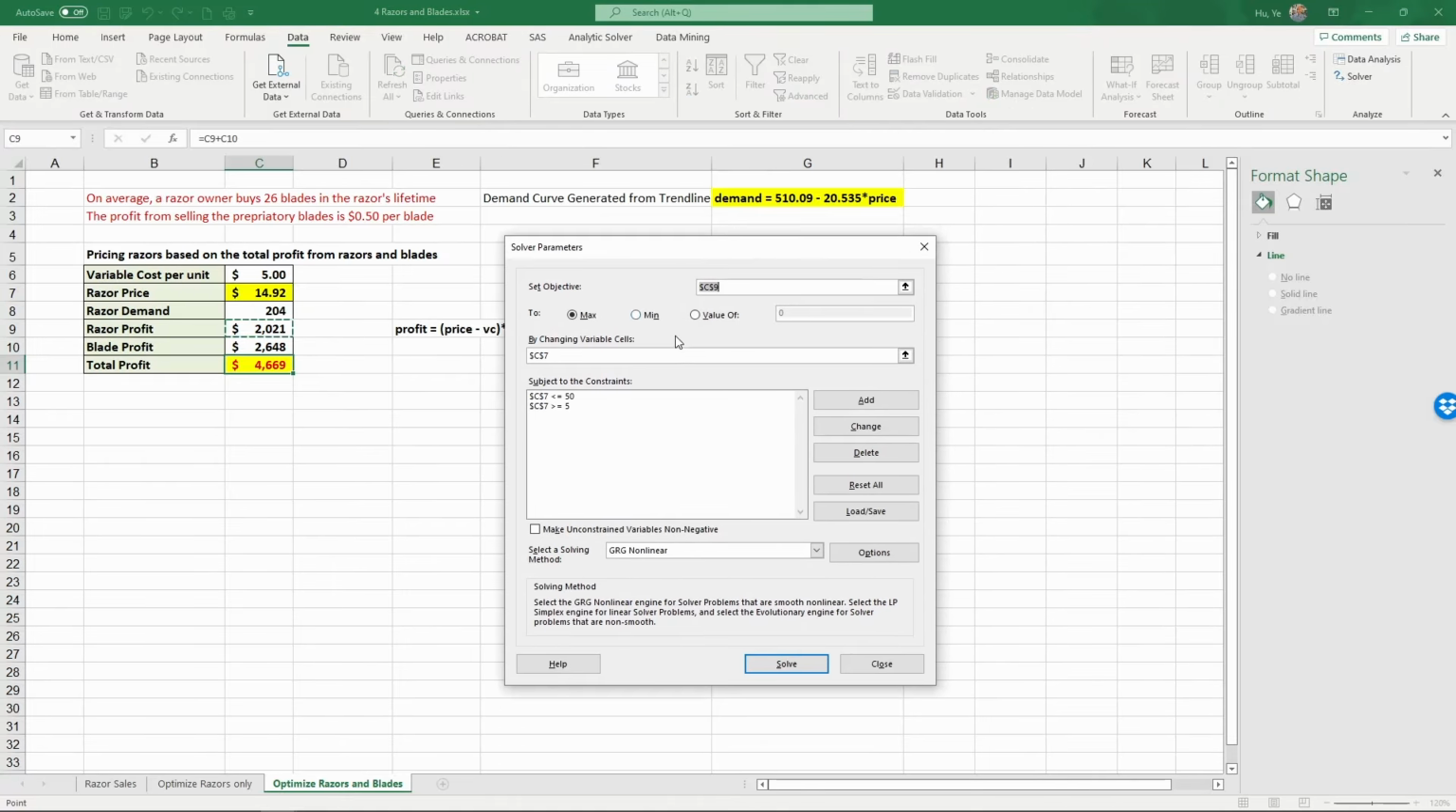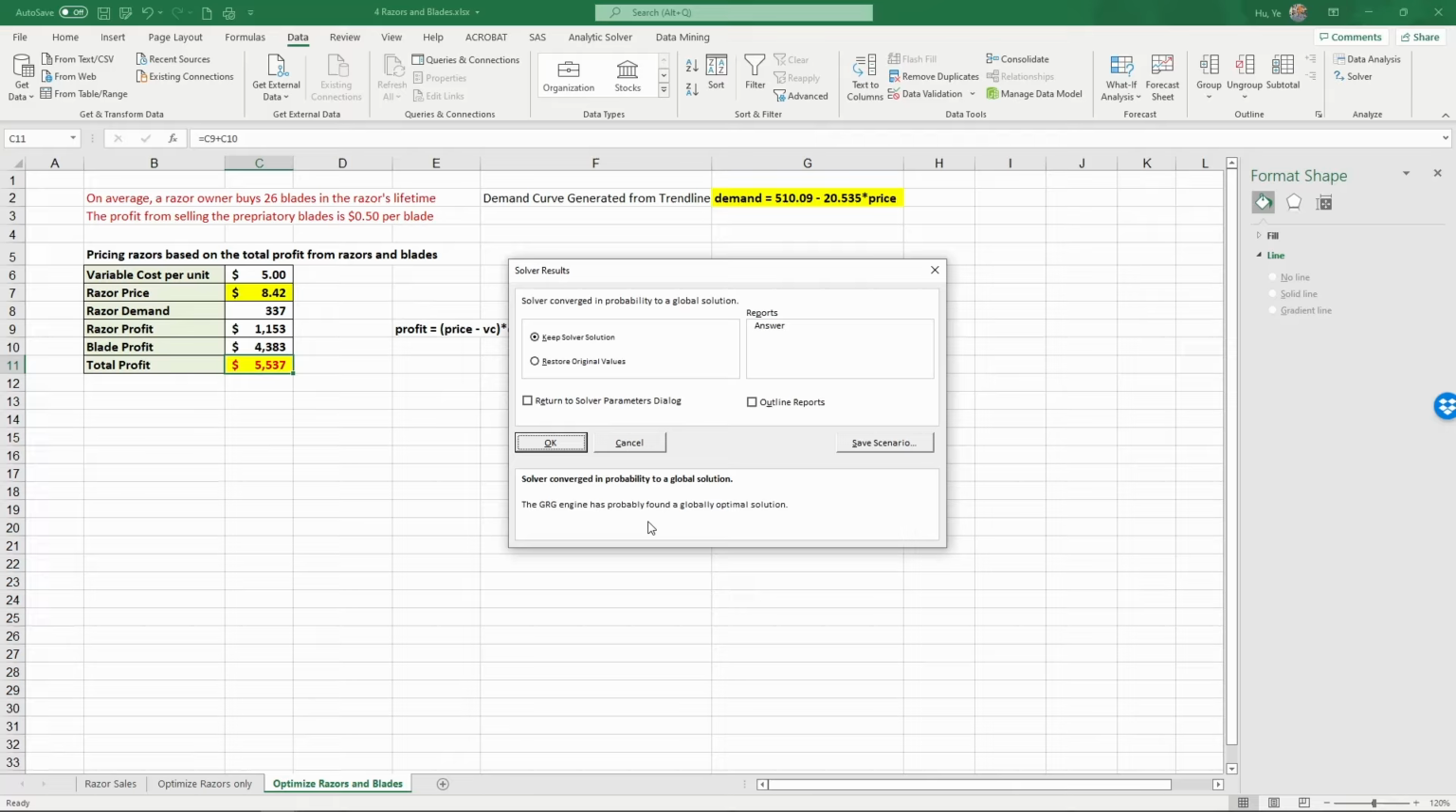And in solver, so now set objective, we're going to change the objective from C9, delete this, to the total profit in C11. We still want to set the razor price. It's just that we are maximizing a different profit, and the razor price range still is between 5 and 50. That's our constraint. Really, we don't need to change anything else. Now let me click on solve.